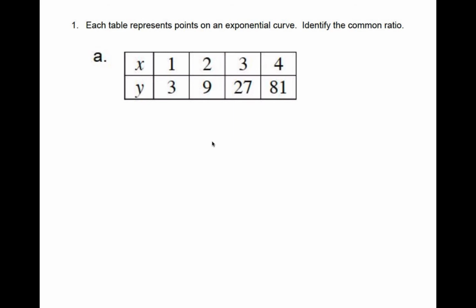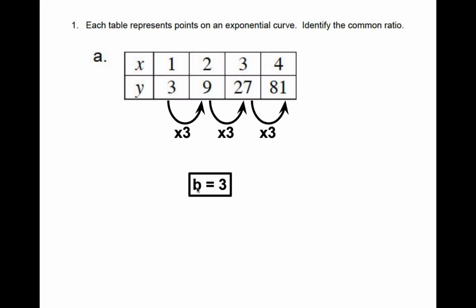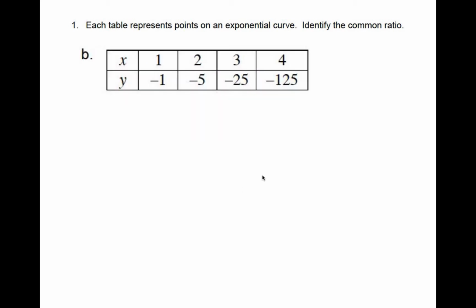So we're going to look at each table. It represents a point on an exponential curve. Identify the common ratio. So what are our y values getting multiplied by? So 3 times what makes 9? That'd be 3. 9 times what makes 27? 3. And then 27 times what makes 81? 3. So my common ratio, my b value, is 3.